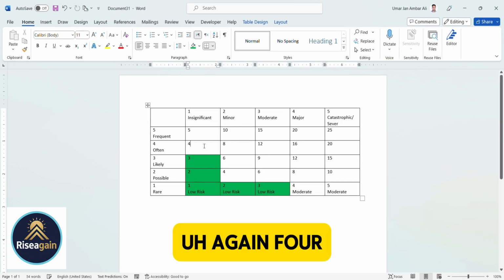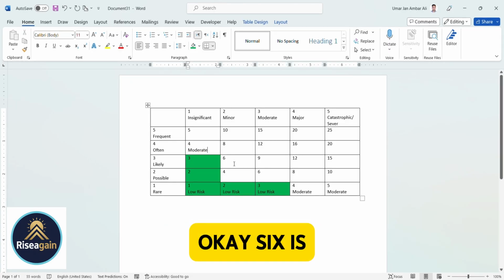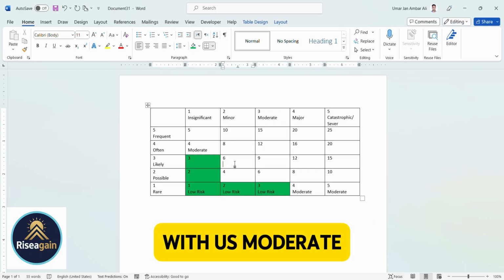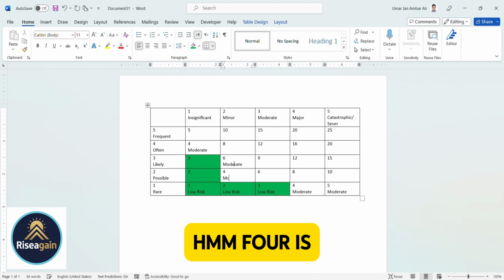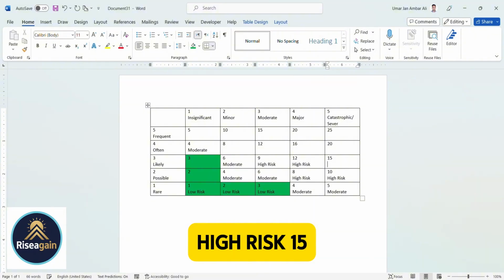Again 4 is moderate. 6 is moderate. 4 is moderate. 6 again is moderate, and then 8 is high risk. 10 is also high risk. 9 is high risk. 12 is high risk. 15 is extreme.